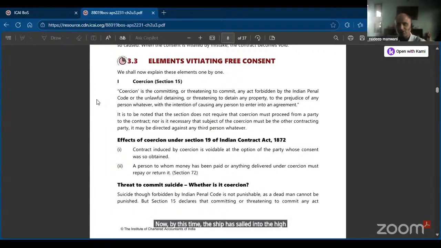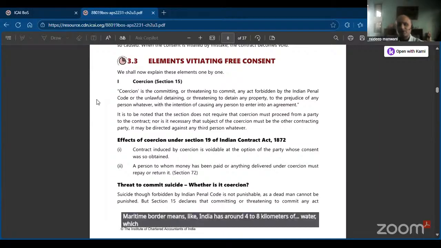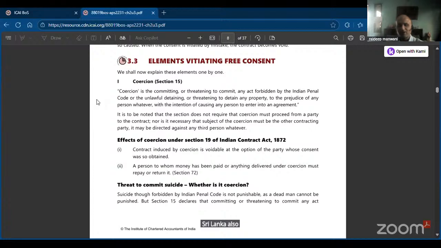What is this high seas? See, every country has something called a maritime border. Maritime border means, like India has around 4 to 8 kilometers of water which it owns, which means all Indian fishermen can go fishing there. Sri Lanka also has some 7 or 8 kilometers.